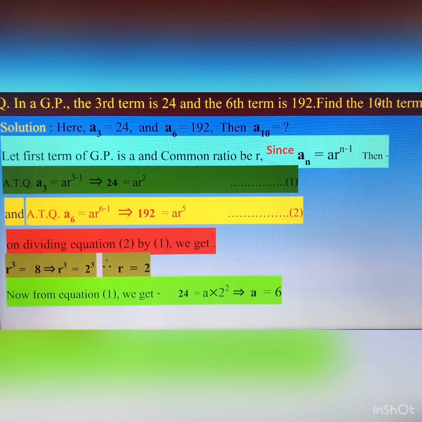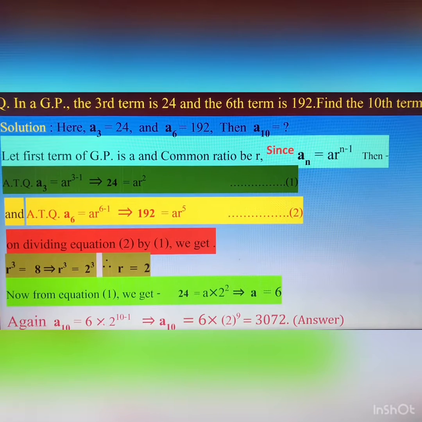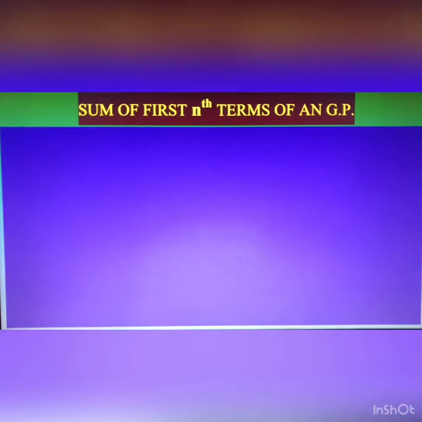Now the requirement is the 10th term. So A10 equal to, putting the values of a and r, where a is 6 and r is 2 and n is 10 minus 1, we will get 6 into 2 raised to the power of 9. On simplifying this, we will get 3072.